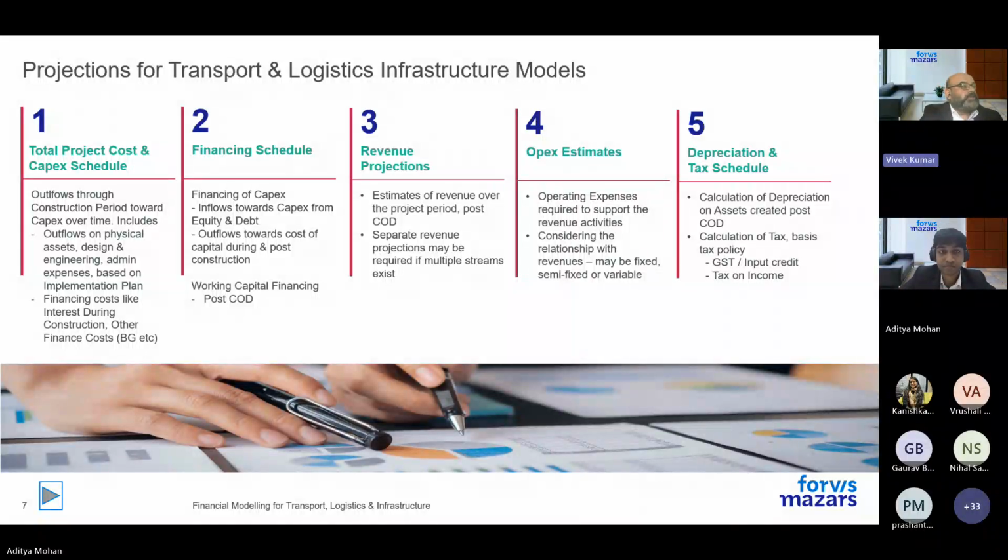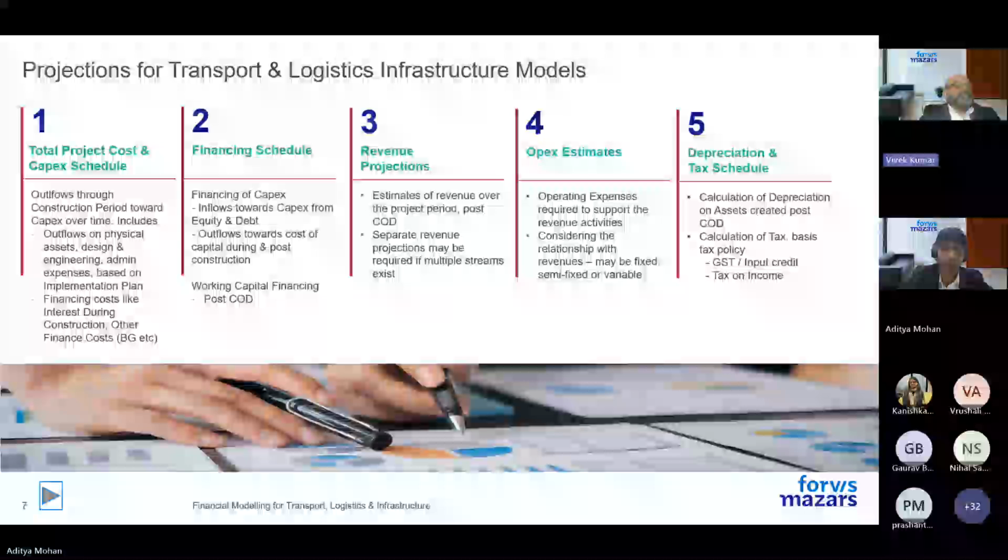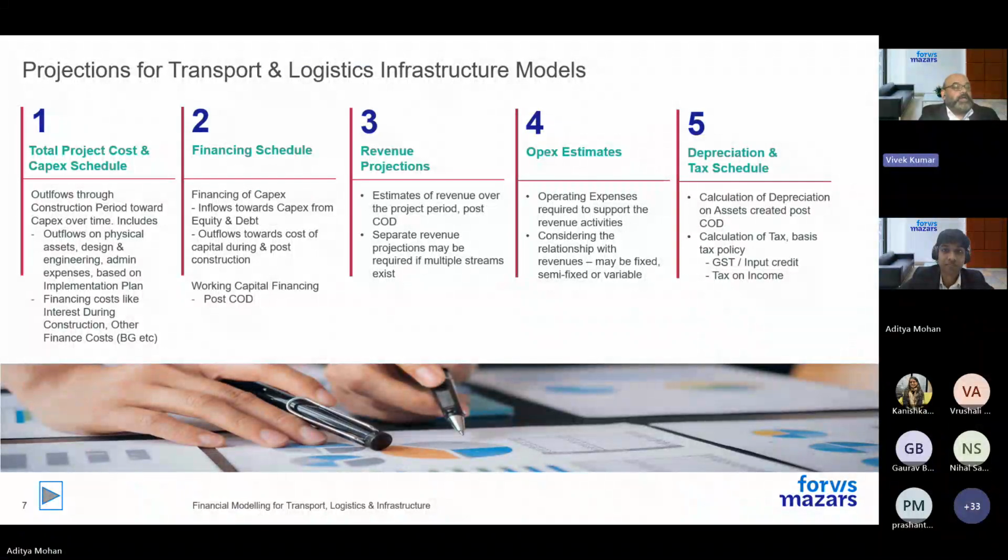So let's talk about the projections now. Inputs is the first layer. Projection is the first output layer. What are projections basically? Projections could be defined as calculated project-wise estimates based on the inputs or the assumptions you have made about the business and the business model or the business plan. How do projections typically look?